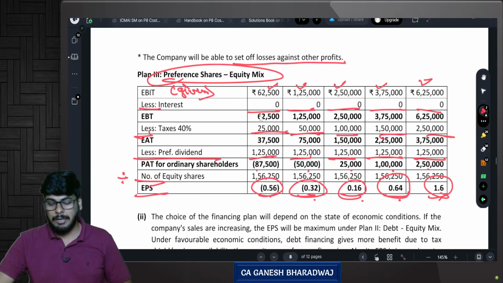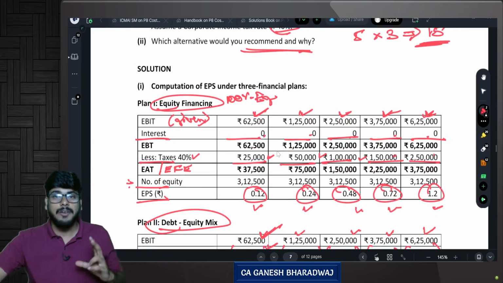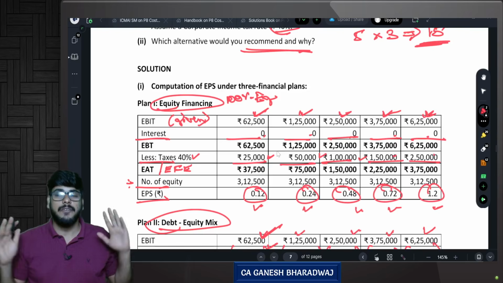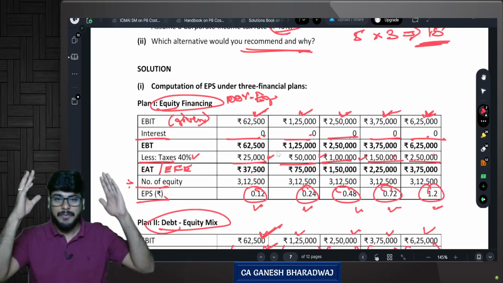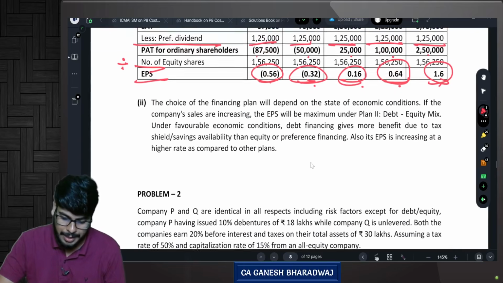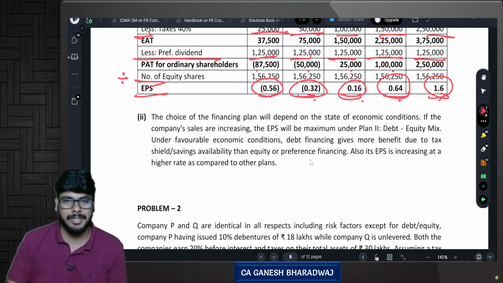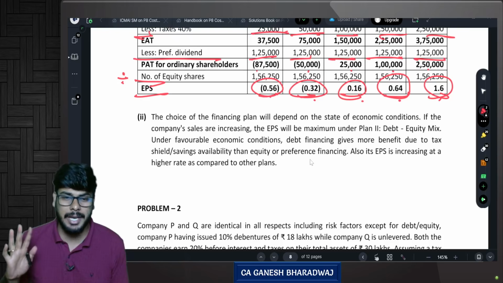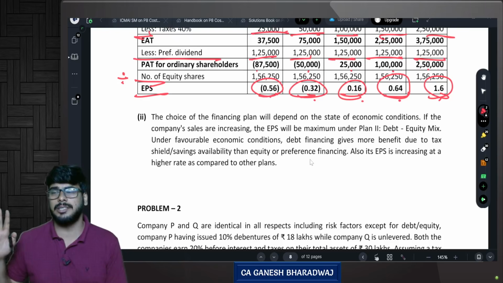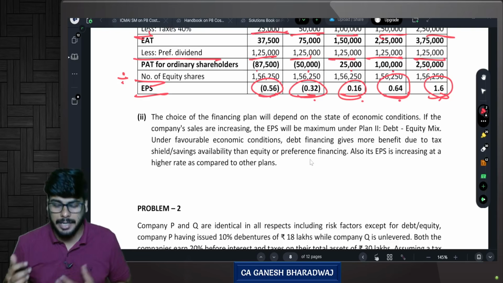Yes. So now what we have done? For each plan, for 5 different scenarios, we have calculated the EPS. Now, let us come to a conclusion. What are they saying? The choice of financing will depend on the state of economic affairs. So, I'm telling you, this is an open-ended area. Don't say this is the best or this is not good, this is very good. No. Depending on the perspective, things will differ.